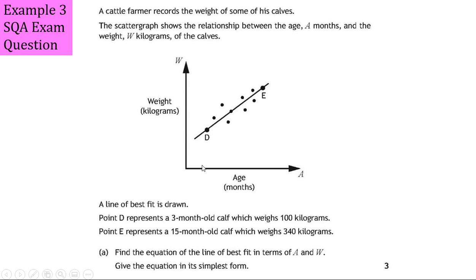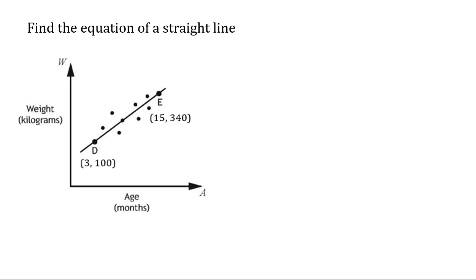Okay. So what you need to identify, if people can identify the coordinates, they can usually do these questions quite well. So that means that's 3, 100, 3 along 100 up, and that is 15 along 340. Okay. So find the equation of the line in terms of A and W. Okay. So we'll just use y and x, and then we'll change the y back to w and x back to a at the end. Okay. So equation of the line. So let's work out the gradient. Okay, we don't know the y-intercept, but we can get there in the end.